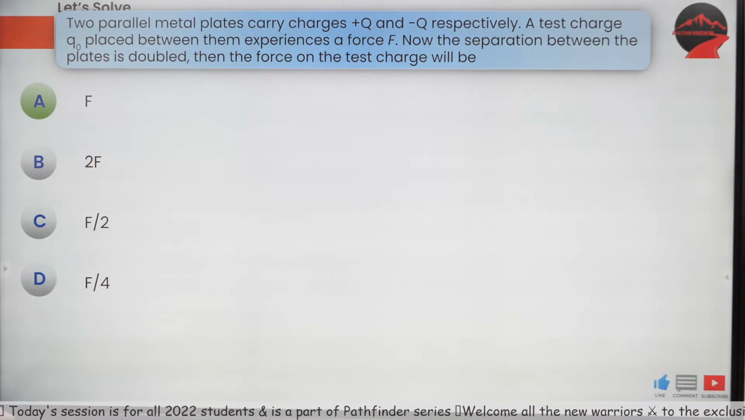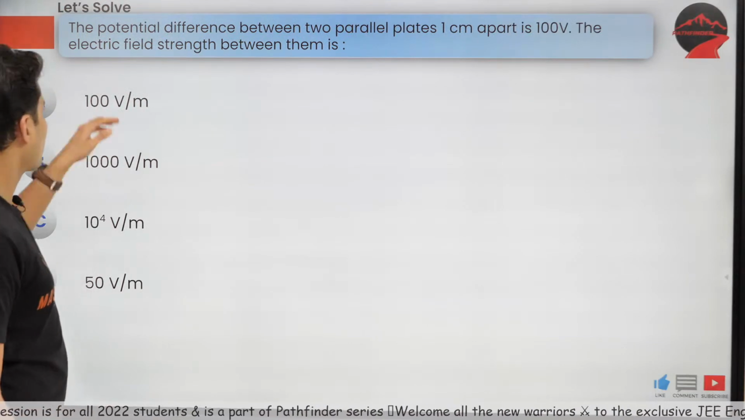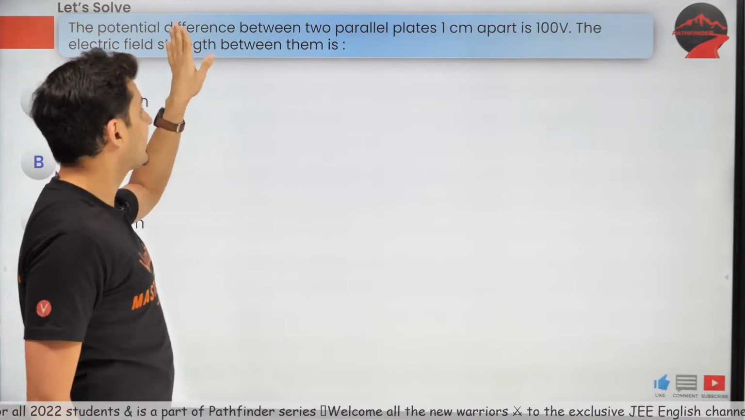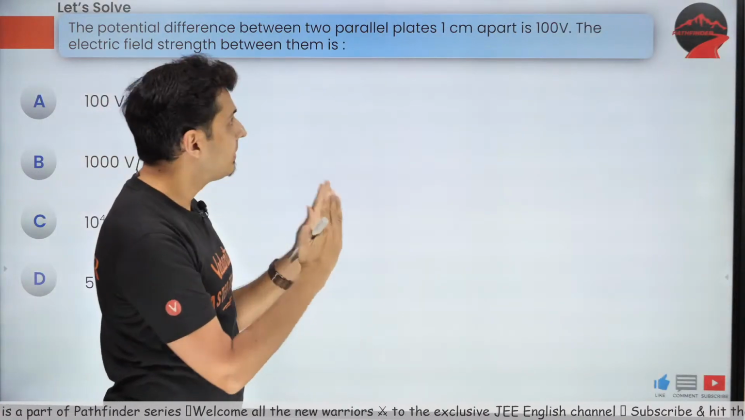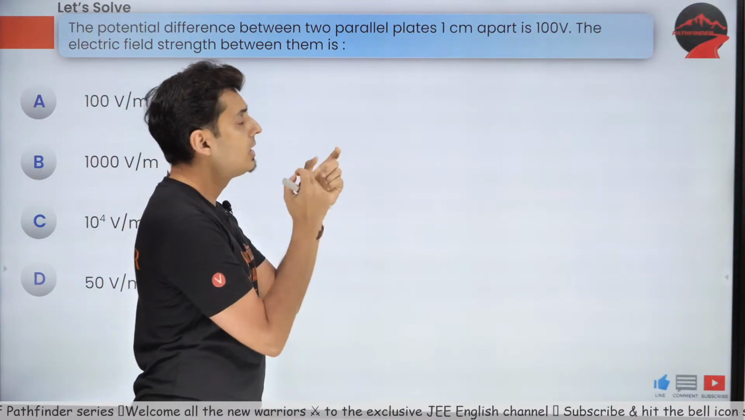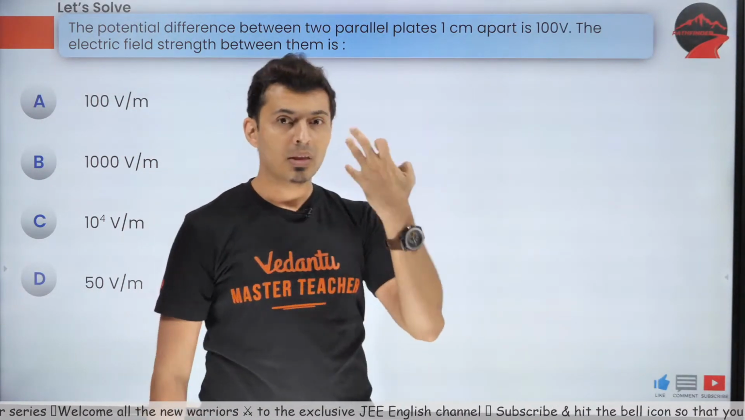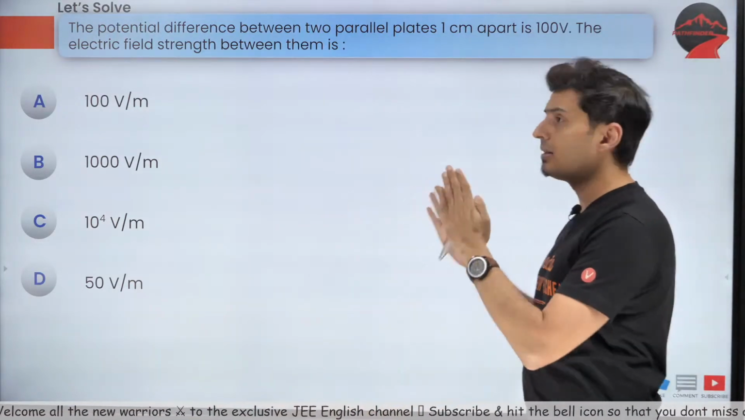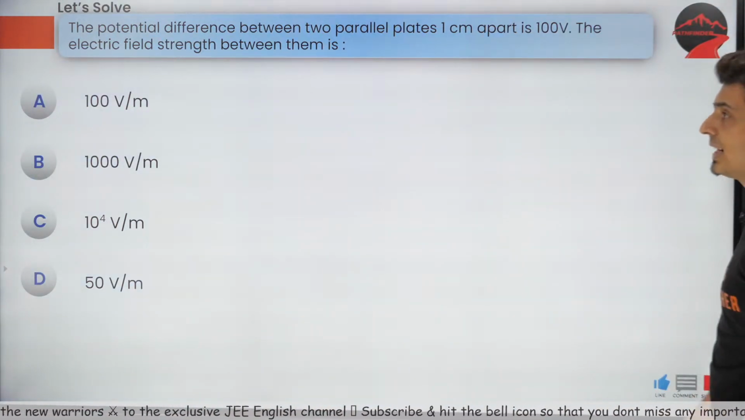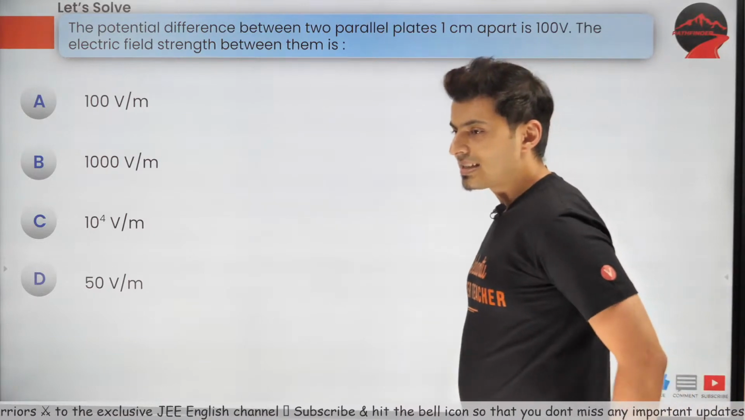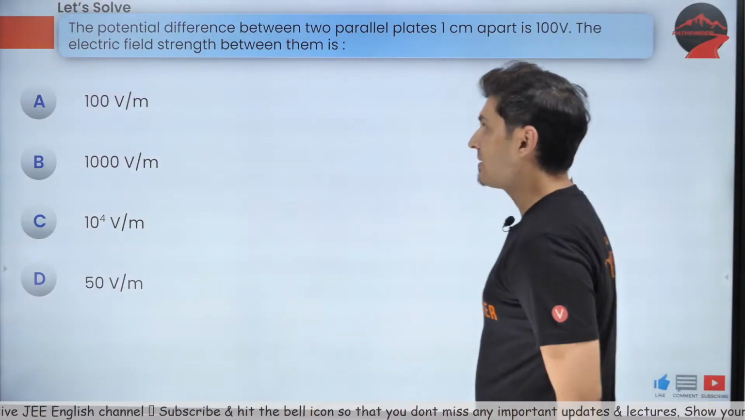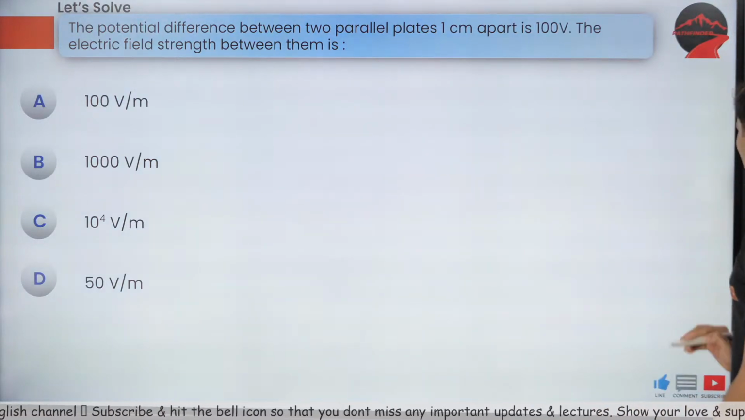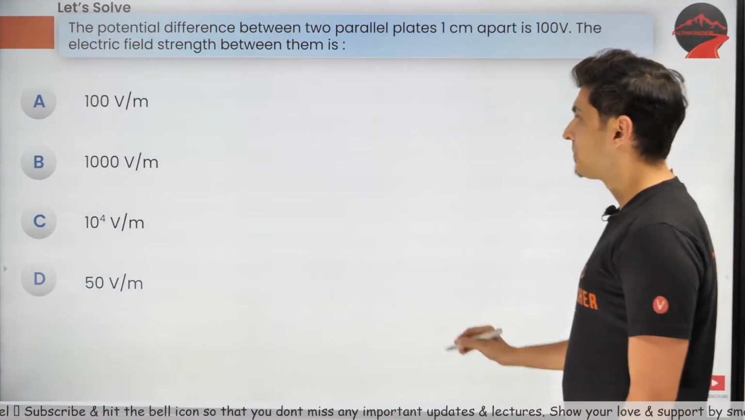Moving on to the next question coming up on your screen. The potential difference between two parallel plates which are separated by 1 centimeter is 100 volts. Now the question is, what do you think is the field between the plates of that capacitor? Come on my warriors, let's see how many of you can do this question.